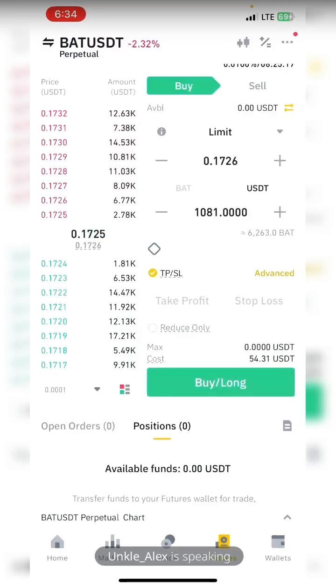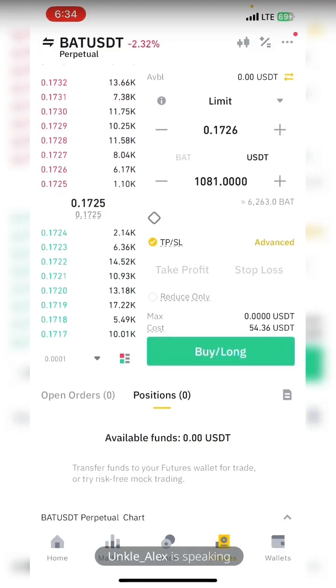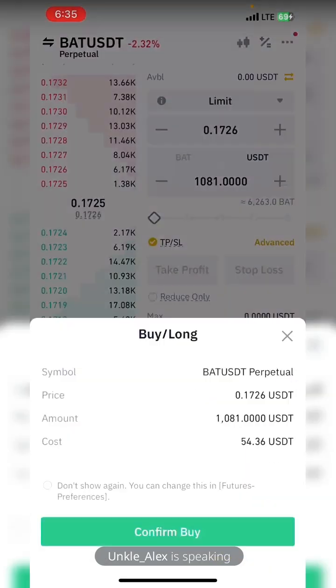Take note, that is one good thing about trading. Trading is not gambling. It's just like prediction. So if it doesn't go your way, you're only losing some amount of what you entered of your capital. So after inputting that, you select buy long, confirm, then you buy. That is it.